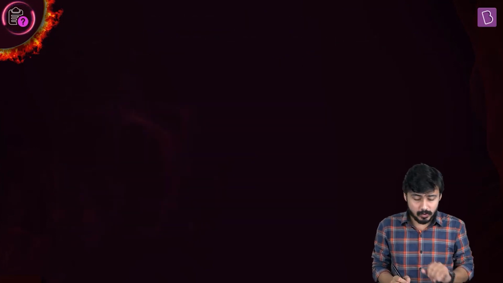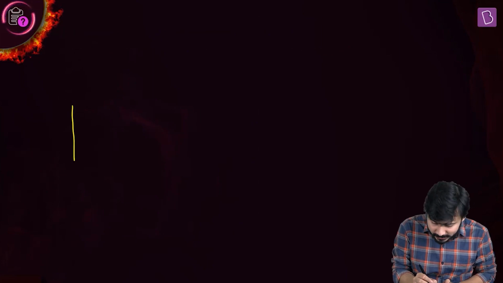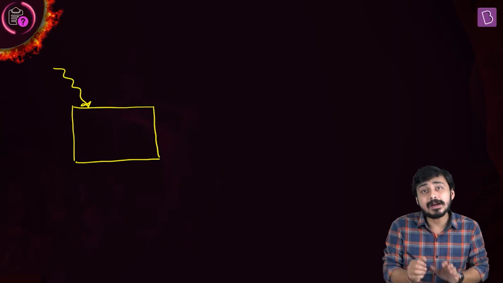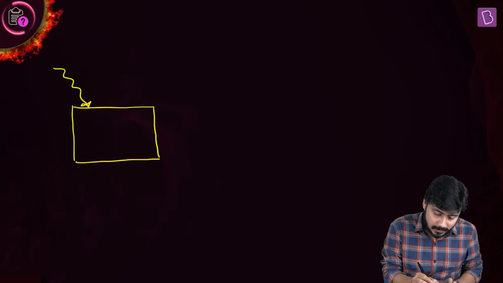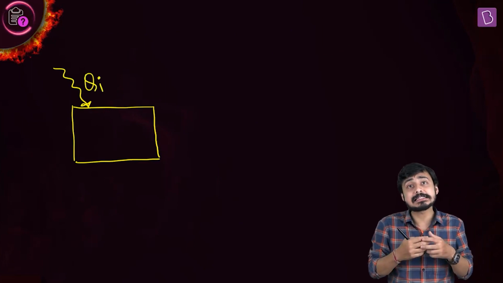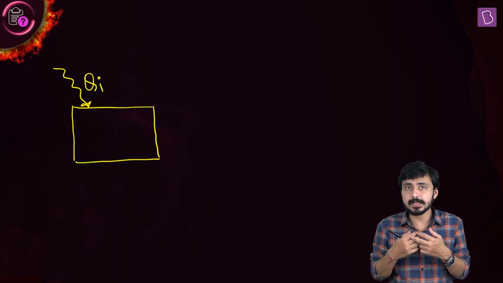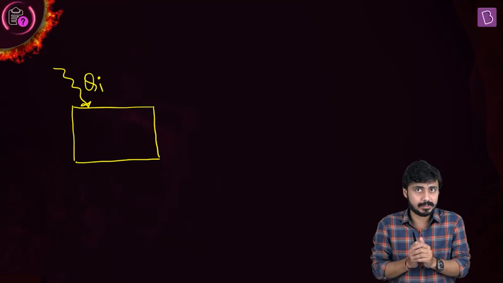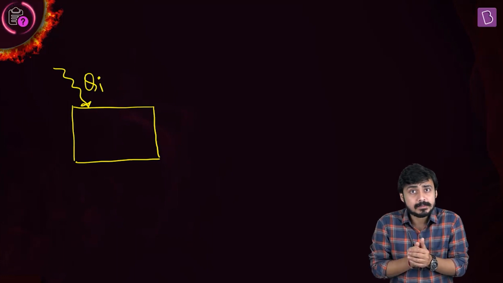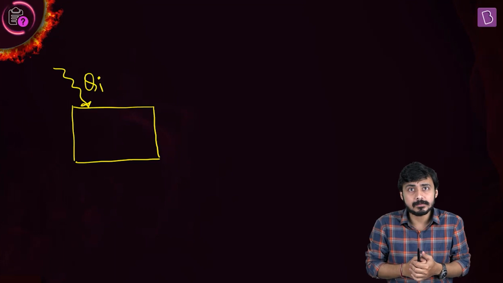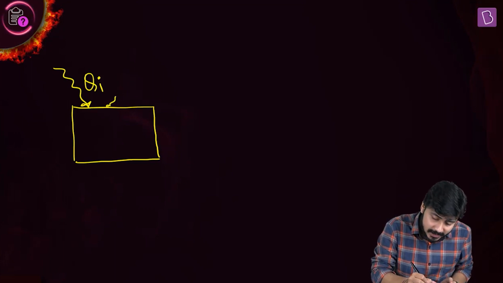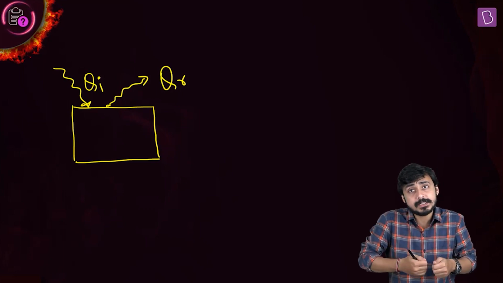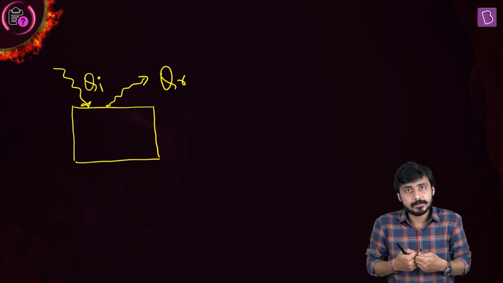So what we can do is take a general body, some body, on which in some time, let's say t seconds, QI amount of radiation is getting incident onto the surface, right? This is the incident radiation, QI, the total incident radiation. Now, what are the three possibilities out of this incident radiation? A part of it may get reflected, let's say by QR. QR is the amount of radiation which is getting reflected by the surface, right?